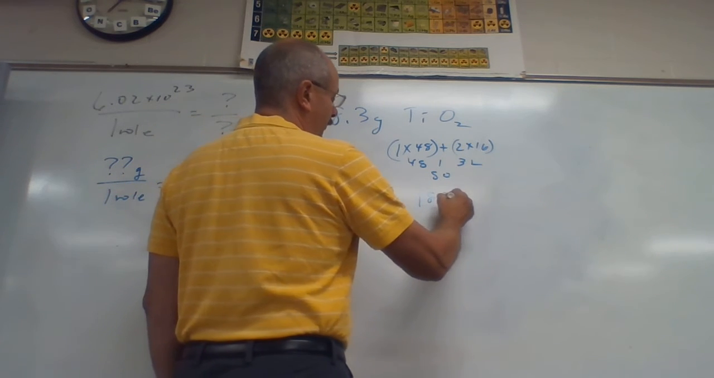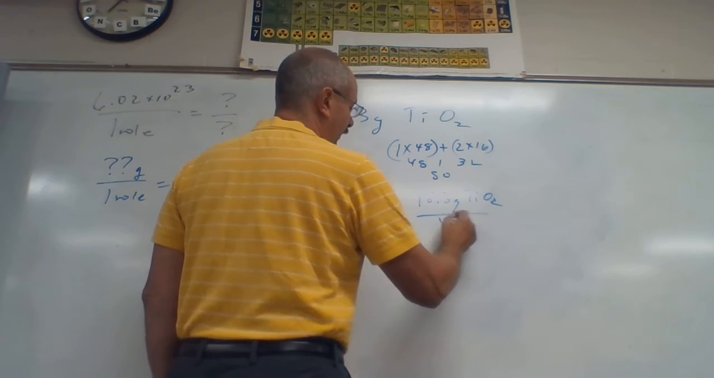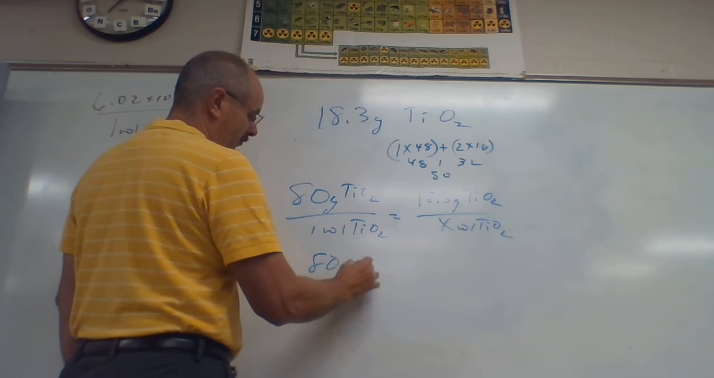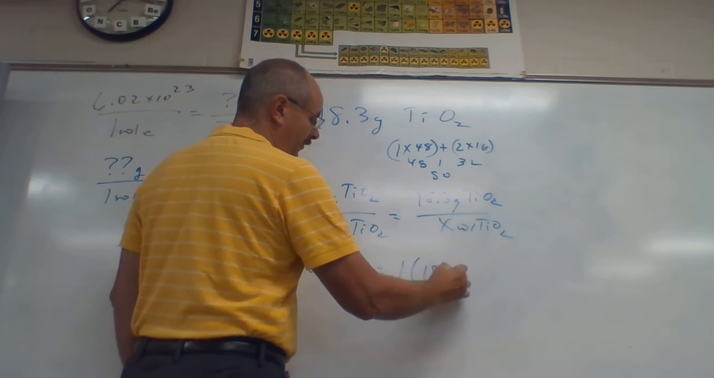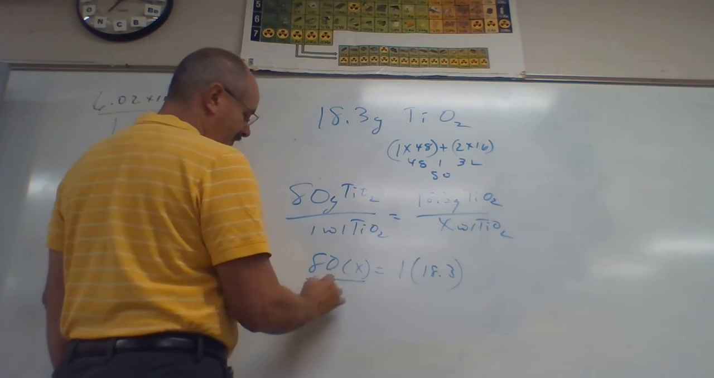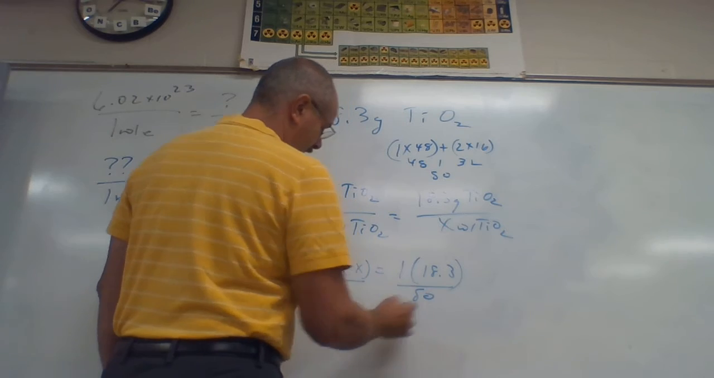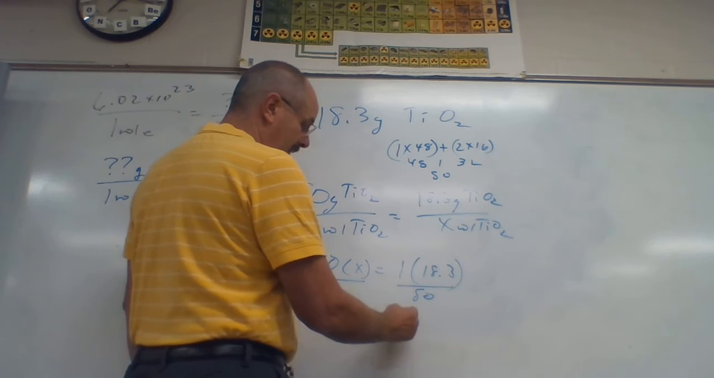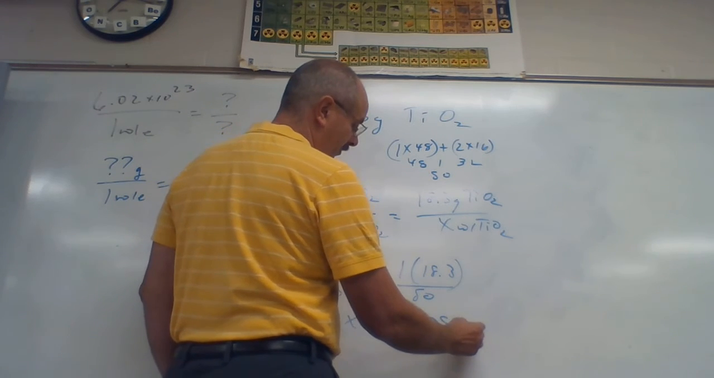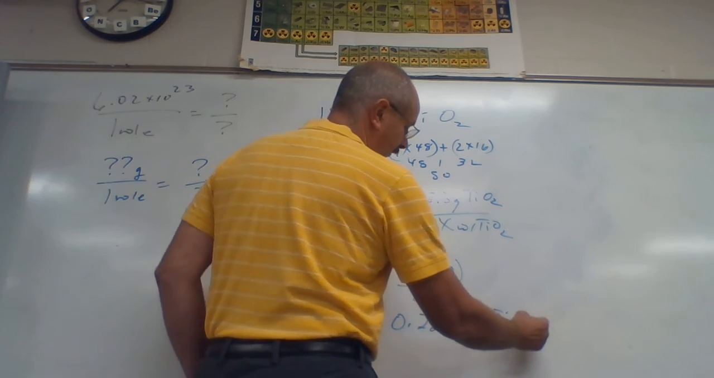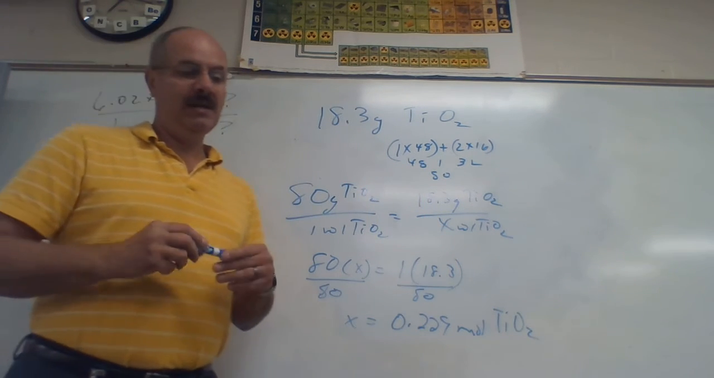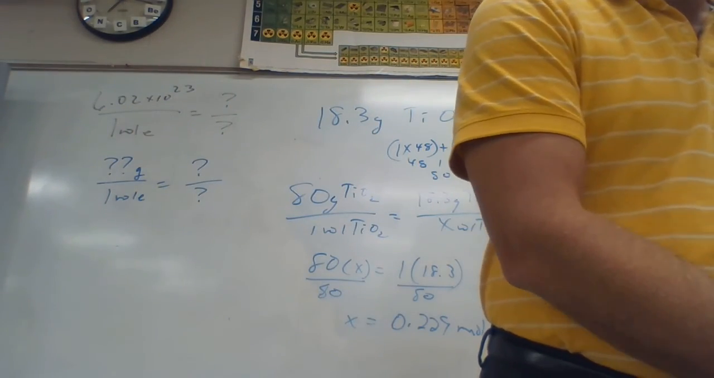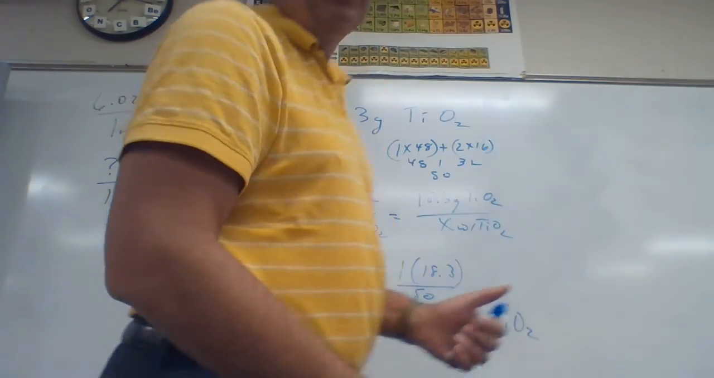But I got 18.3 grams of TiO2, and I want to find out X moles of TiO2. Cross multiply: 80 times X equals 1 times 18.3. I get X by itself, so divide both sides by 80. X ends up equaling 0.229 if you type that in, and that was moles of TiO2. So that's my final answer on that one. Actually, it looks like we have enough time, so let's do letter C.